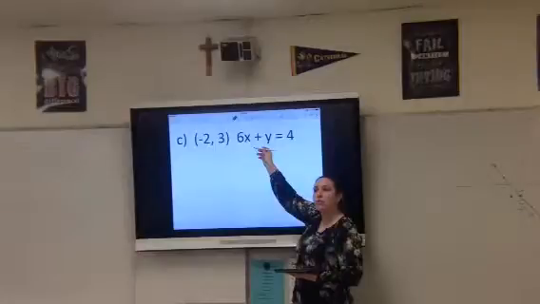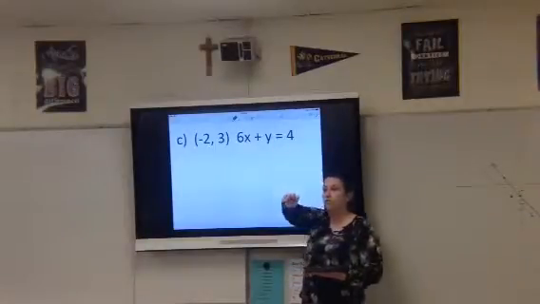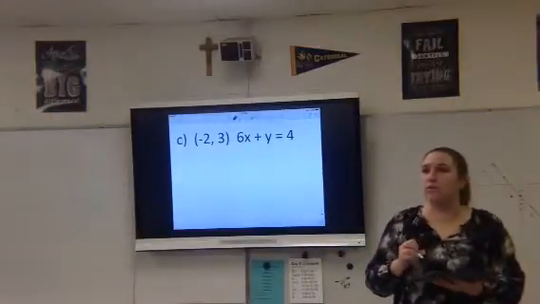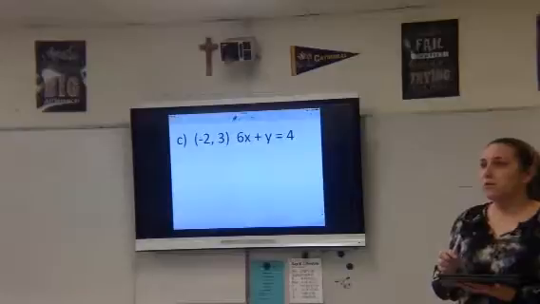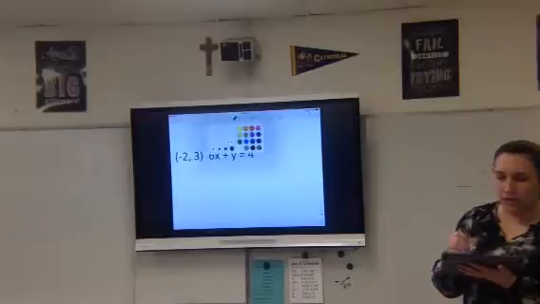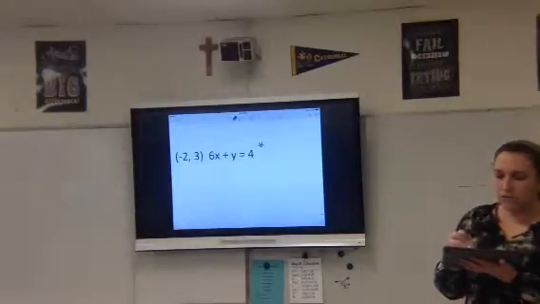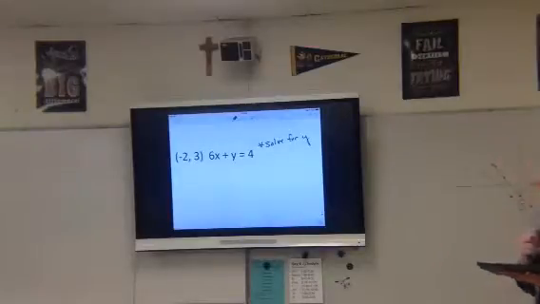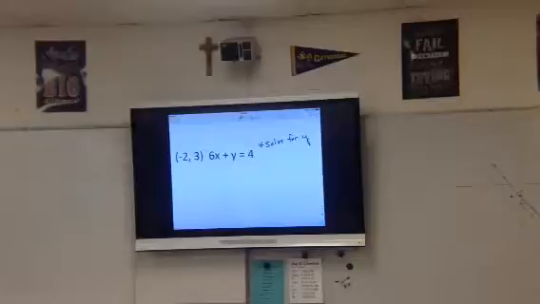You have to put it into slope-intercept form. How do you put this equation in slope-intercept form? You subtract the 6x. Yeah, you just solve for y. So if it's not y equals, I'm going to put a little side note over here: if it's not y equals, solve for y. We want to isolate this y, and you guys said to subtract 6x over here, so that cancels. So y equals negative 6x plus 4.